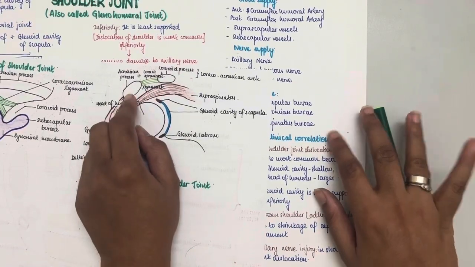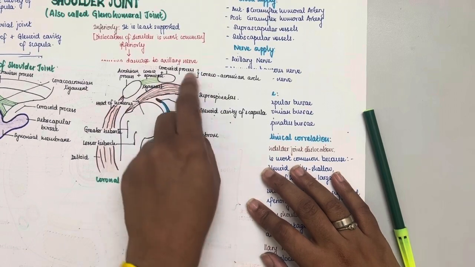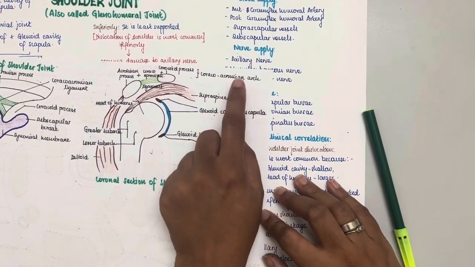So here, acromion process, coracoid process, coracoacromion ligament, these three together contribute to the coracoacromion arch.